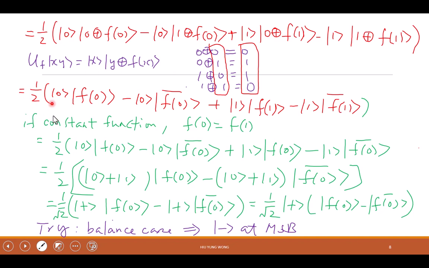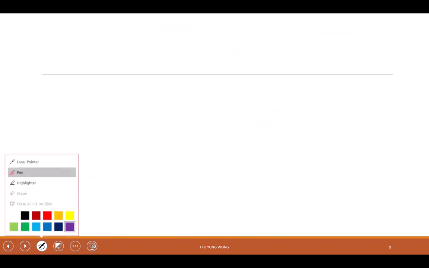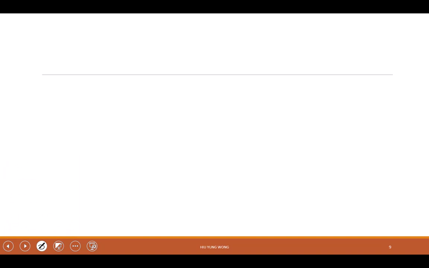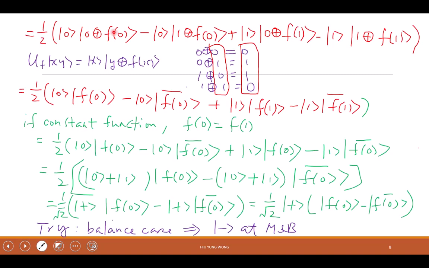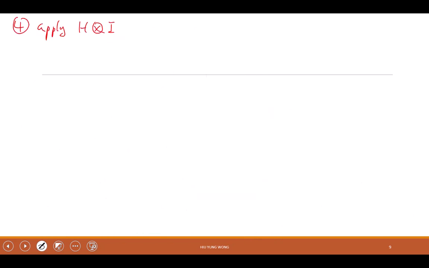So let's go back to here, continue from here. I have this 9. This is the general one. We don't know whether it's constant or balanced yet. So what I'm going to do is continue the derivation. I'm going to apply H tensor product I to it, because here I already kind of got the answer. I play with the plus and minus bases, right? But in the whole algorithm, I need to convert it to 0 and 1 because I can only measure 0 and 1, right? So I continue the derivation. But here already, you got the answer already. You know that if you measure plus, you will get plus. So I'm going to apply Hadamard gate to it.